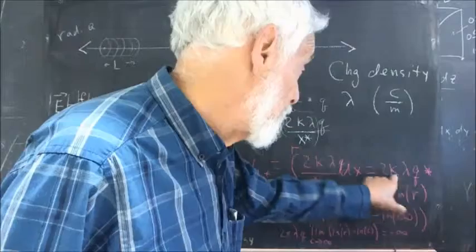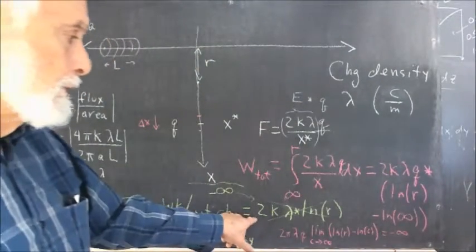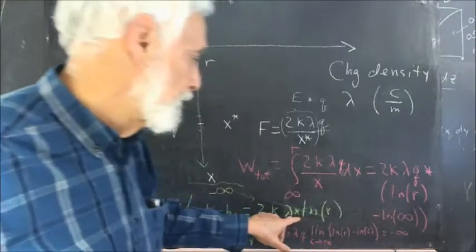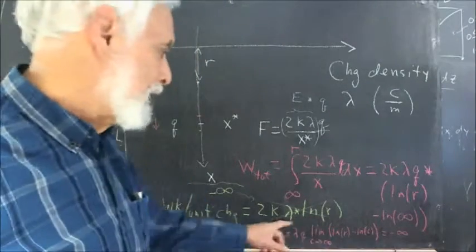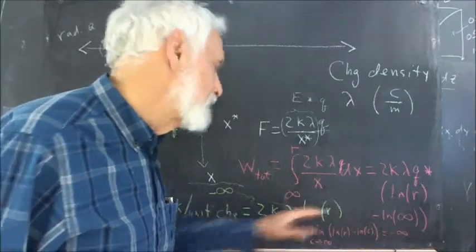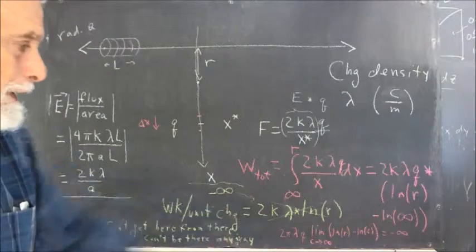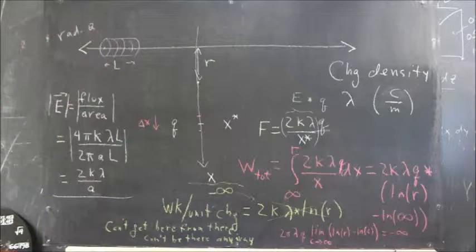If the work had been this times natural log of r, then the work per unit charge would have been the same expression except dividing out the q. However, it's not just natural log of r. The integral is actually undefined. It approaches negative infinity. So this should be negative infinity. You can't say it equals negative infinity, but the work approaches negative infinity.